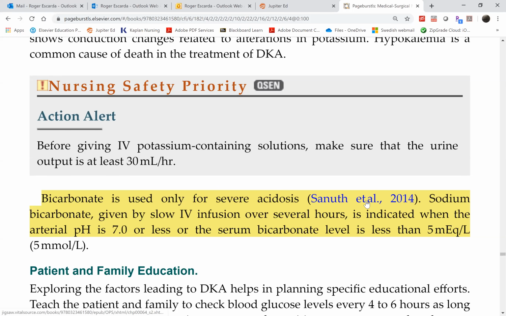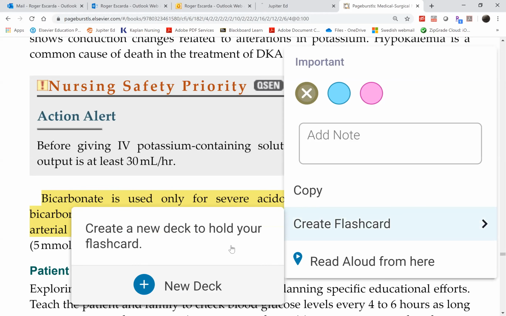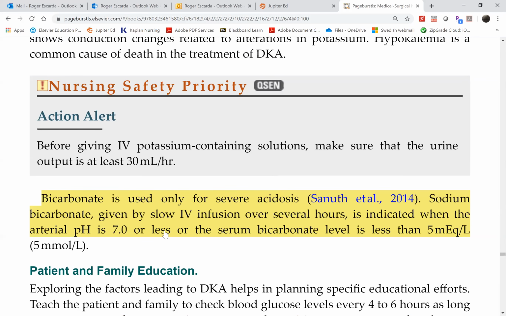When is this given though? Do all DKA patients receive bicarbonate? No, only when their pH is less than 7. Okay, only in severe acidosis. Severe, yes. You don't give bicarbonate unless you hit 7 or less. Okay, pH of 7 or less, or if your serum bicarbonate is now less than 5. Okay, so we wait until it's severe.